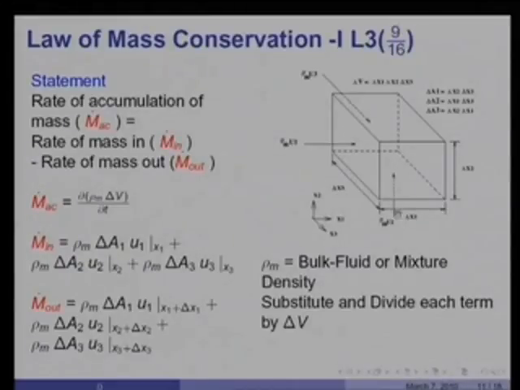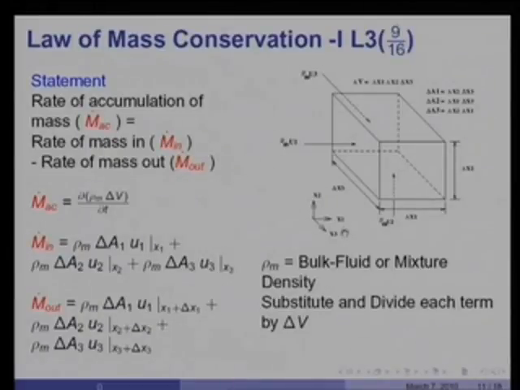Likewise, there will be rho m u2 delta A2, which is the mass coming in from this side, and there will be rho m u3 delta A3, which is the mass coming in from the back side at x3 equal to constant surface. M dot out would likewise be rho m u1 delta A1 going out at x1 plus delta x1 surface. Rho m u2 delta A2 at x2 plus delta x2 would be the mass going out of the x2 plus delta x2 surface, and likewise mass will come out at the front surface in the x3 direction.